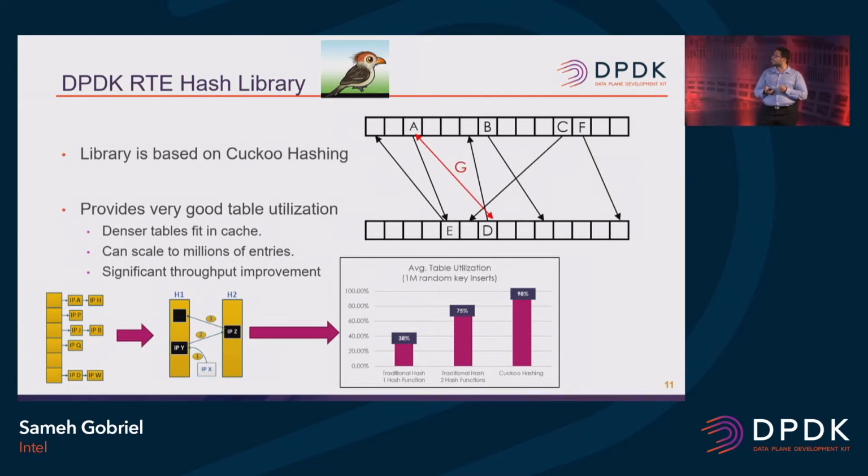For a different key, G here, both of its locations are occupied. So what will happen is G will push a key out of its location.